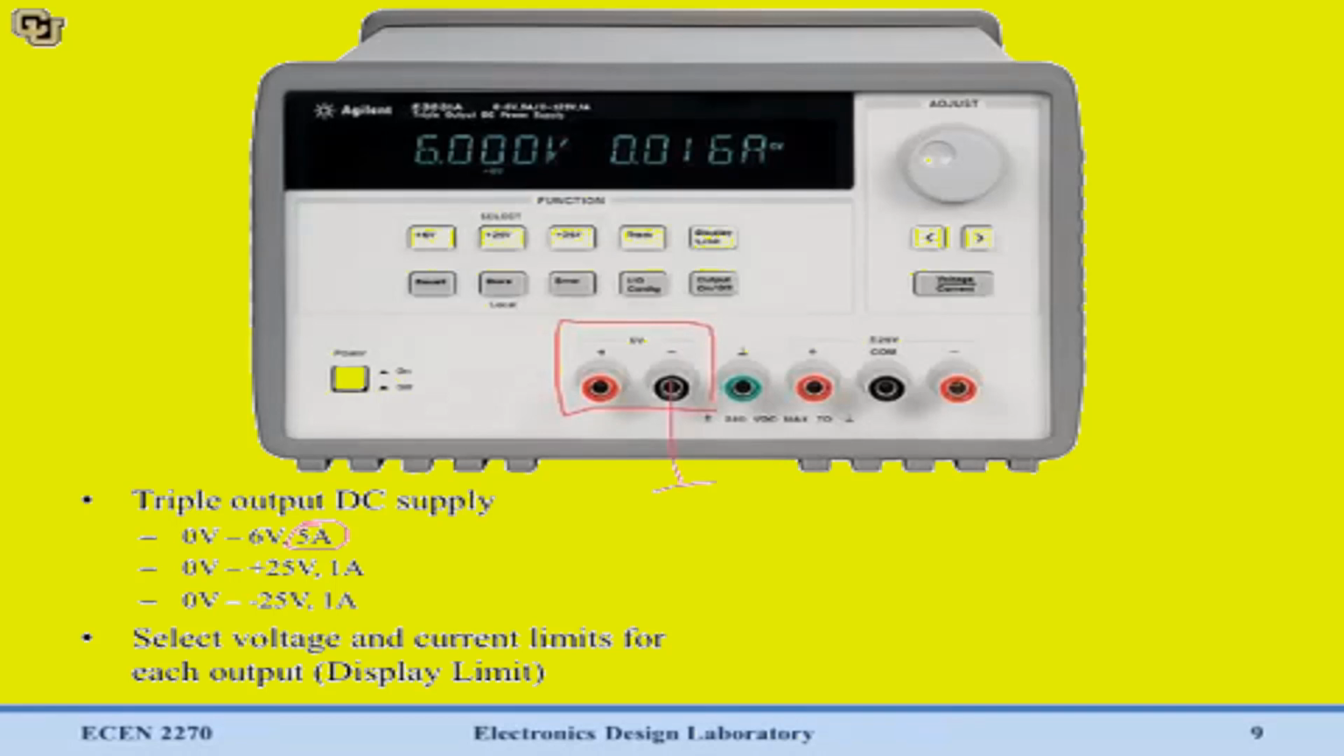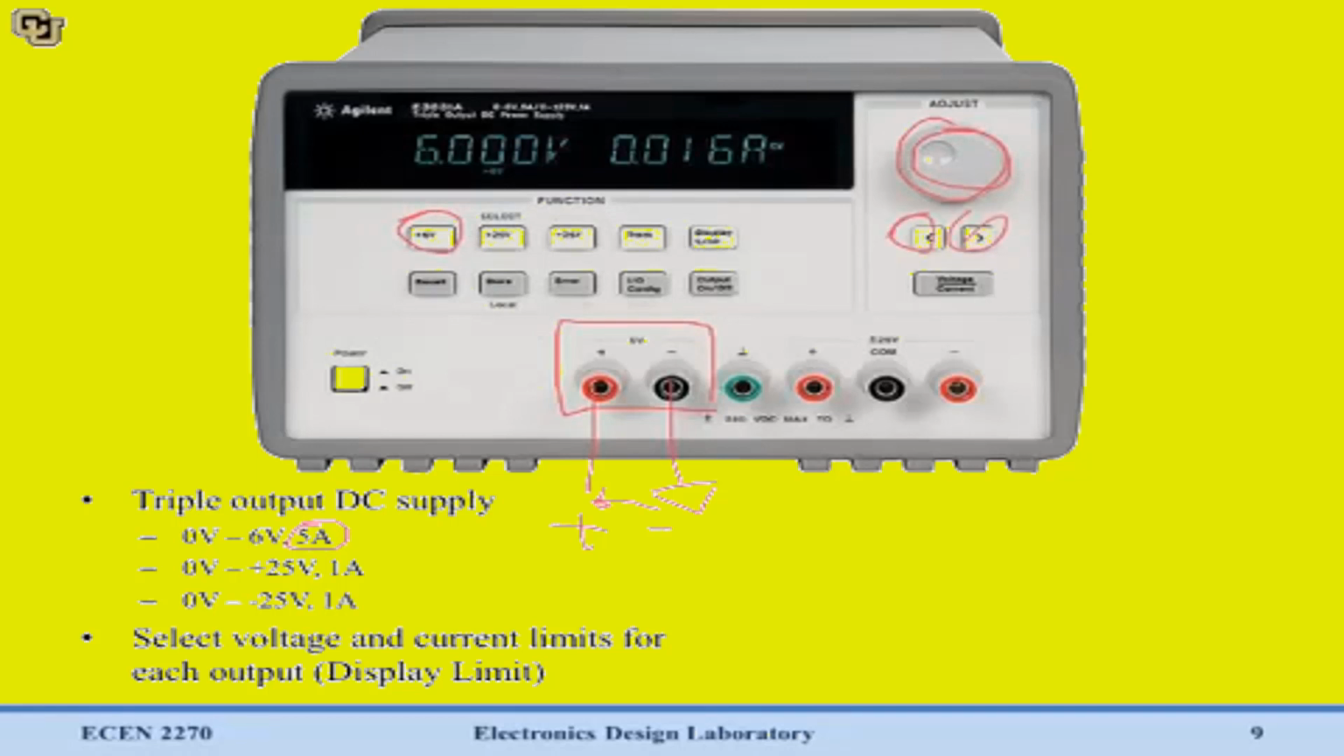Remember, the black is the ground, so you'll connect that to the low voltage, and this red is the higher, so that'll give you your positive. And you'll have positive minus between those two, whatever voltage you've set it at. To set that voltage, just select this plus 6 volt button up here. You can use the knob to set it, or you can use the arrow keys if you like.